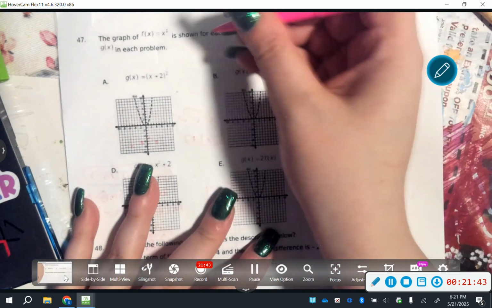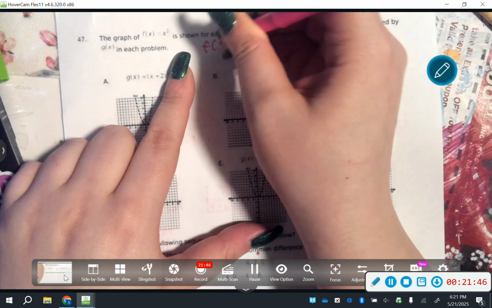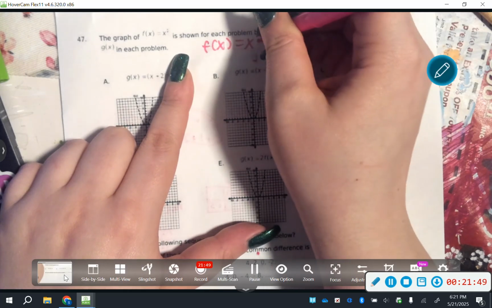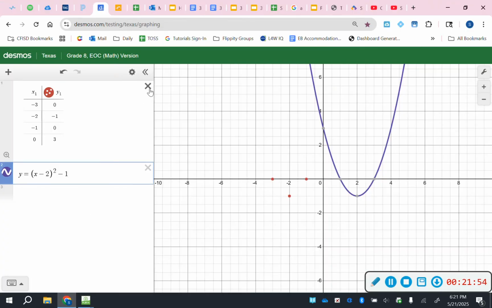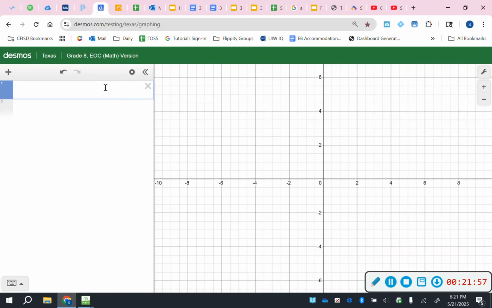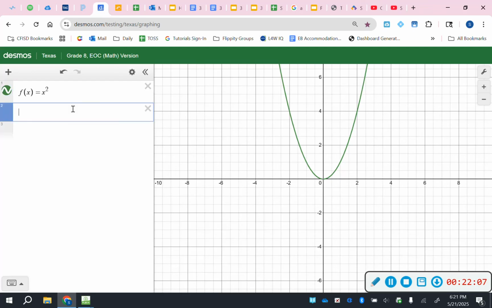For number 47, they said f of x equals x squared. Well, I'm going to plug all of these into my calculator so I can get a rough sketch of my picture here. So we got f of x equals x squared. And then for answer choice A, they said g of x equals (x plus 2) squared. Here is my new graph.